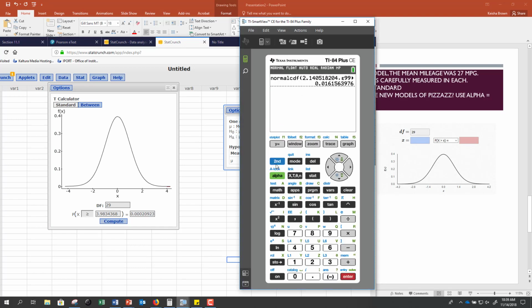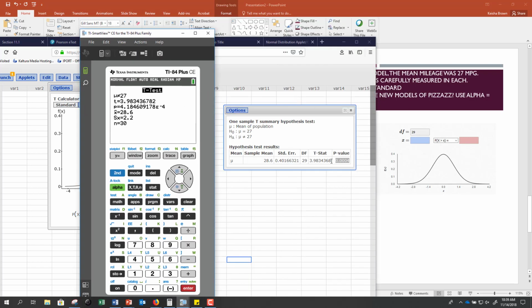If you're a calculator person, then you're going under Stat and then T-Test. Your null hypothesis is that the mean was 27, your sample mean 28.6, your sample standard deviation was 2.2, our sample size was 30, we had a two-tailed test. Here is your p-value. You have to be careful with scientific notation, so you have to move that decimal 4 spaces to the left. That's why it's 0.0004. You have to change that into scientific notation.